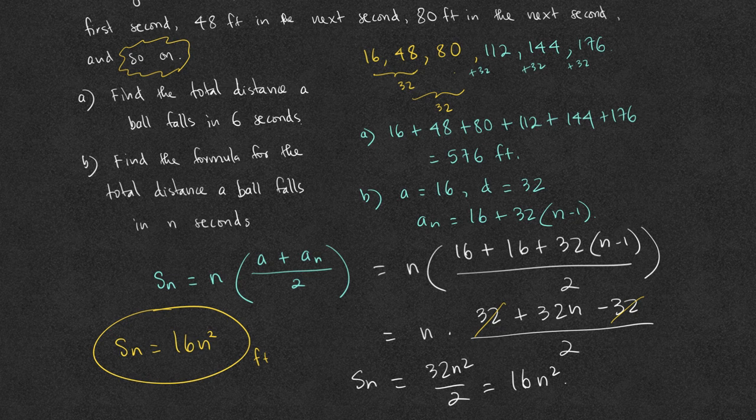How do we know that this is the correct formula? Well, we can use it to check the answer for part A. In part A, we listed the first 6 terms and we see that the sum is 576. And so if we were to check it with S sub 6, then 16 times 6 squared is 576. So yes, this is the correct formula.